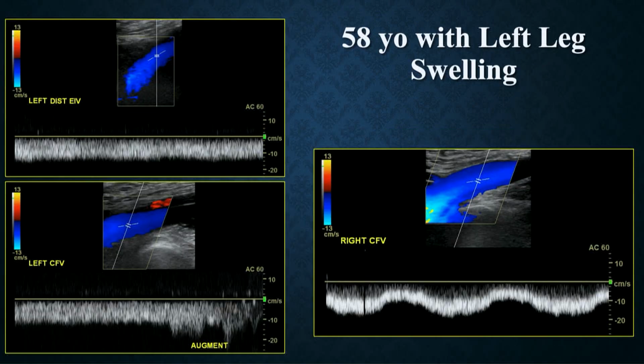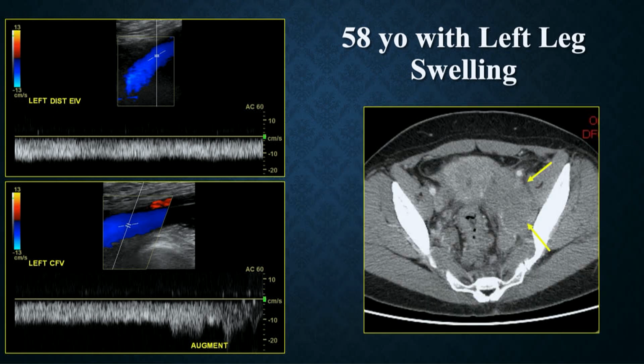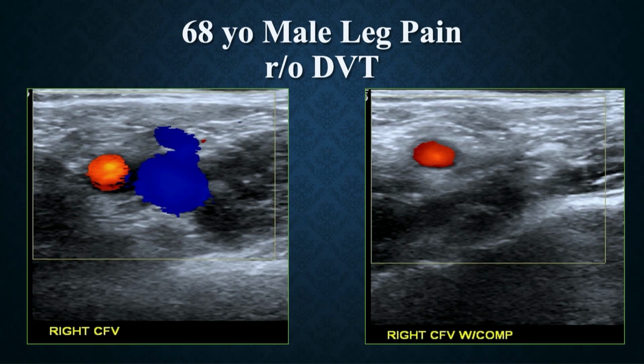Similar case, 58-year-old with left leg swelling. Looking at the waveforms, they're flat. There's something going on, especially when you compare it to the right side that has normal phasicity. What's the cause here? The cause here is that there's this large tumor that is compressing the veins. And you can see this large mass in the left side, right up next to the iliac bone, just this huge tumor compressing the veins.